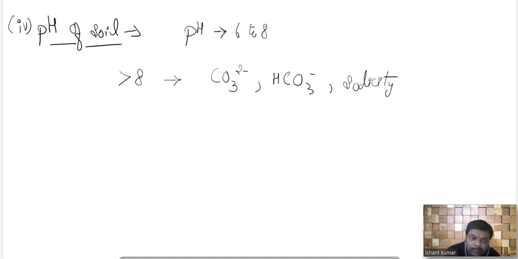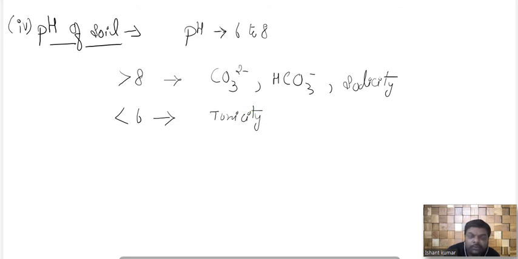Similarly, if the soil is acidic, meaning less than 6, then minerals and toxicities will be there, and nutrient deficiencies will occur. So how can we tolerate this?